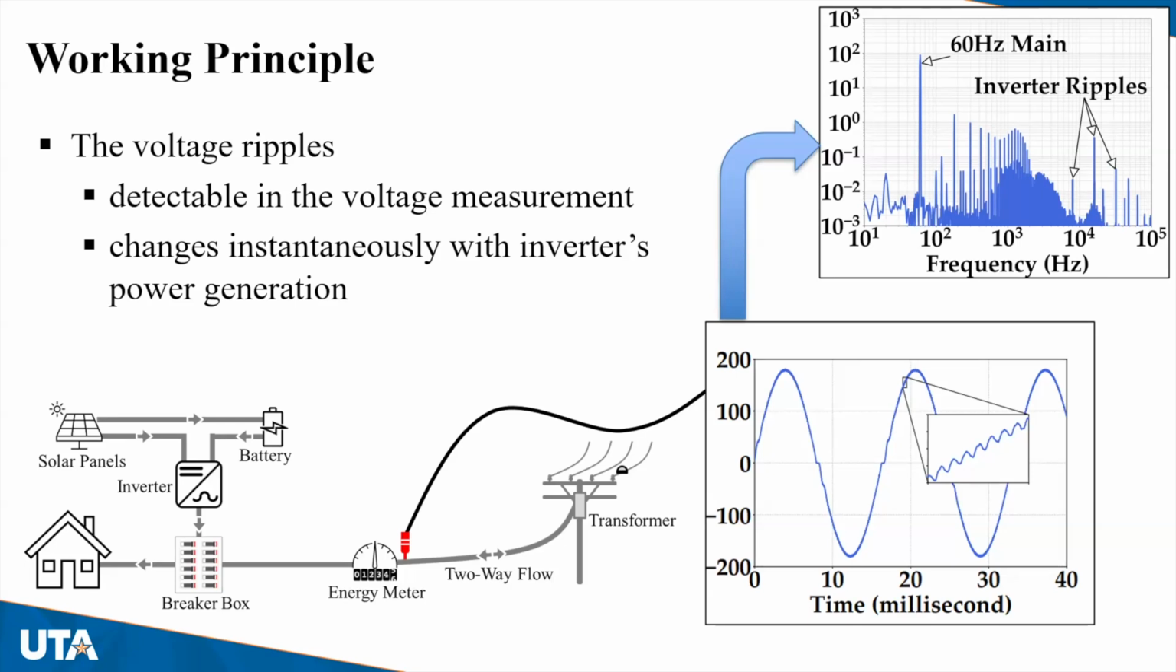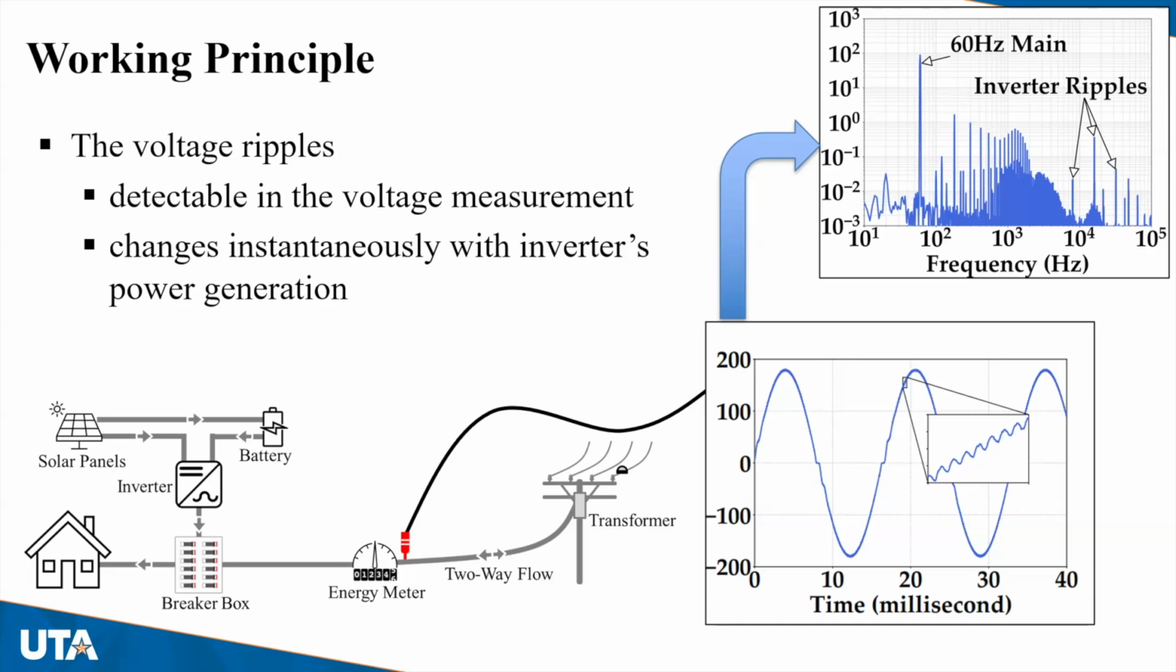And this is actually what I'm showing on the upper right figure, where the voltage that you can sample, if you take a frequency analysis, you're going to see some frequency component that relates to the operation of the inverter. So basically, if the inverter is stopped, they will go away. Not only that, when the inverter power changes, those components also change.